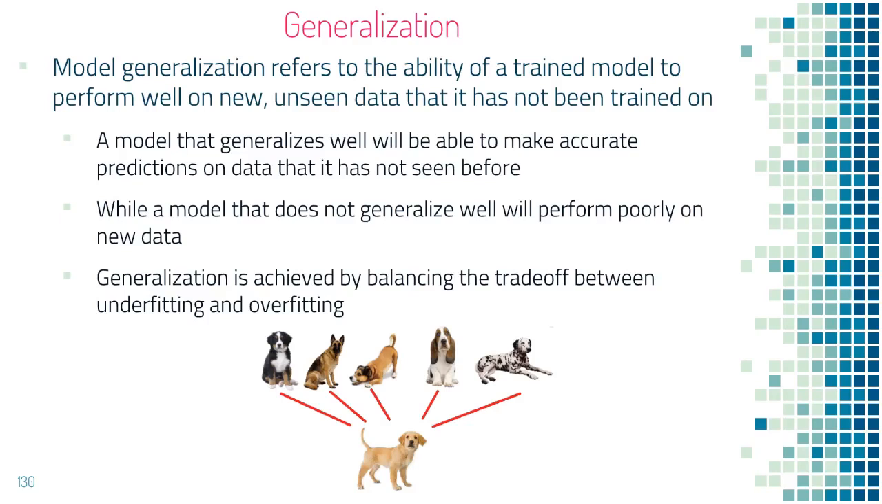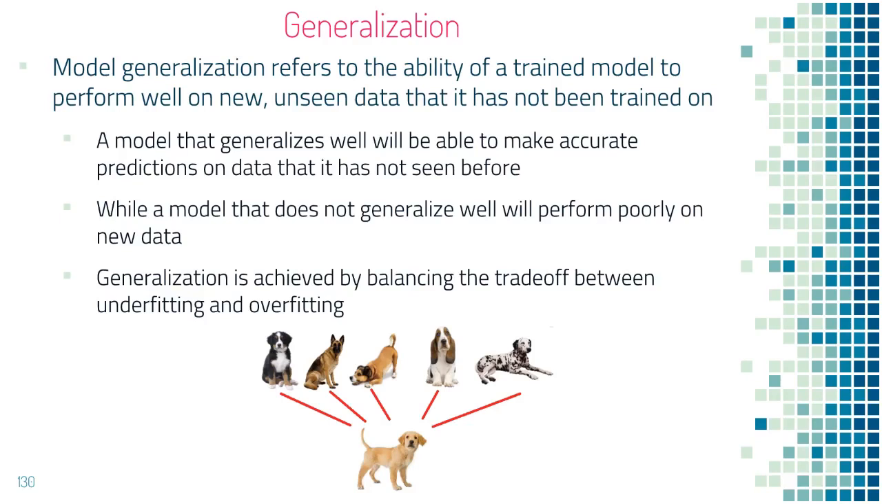You can say that a model is a generalized model if it performs well both with the training as well as test data. It in fact refers to the ability of a trained model to perform well on new as well as unseen data that it has not been trained on. A model that generalizes well will be able to make accurate predictions on data that it has not seen before. It's a usual fact, right?